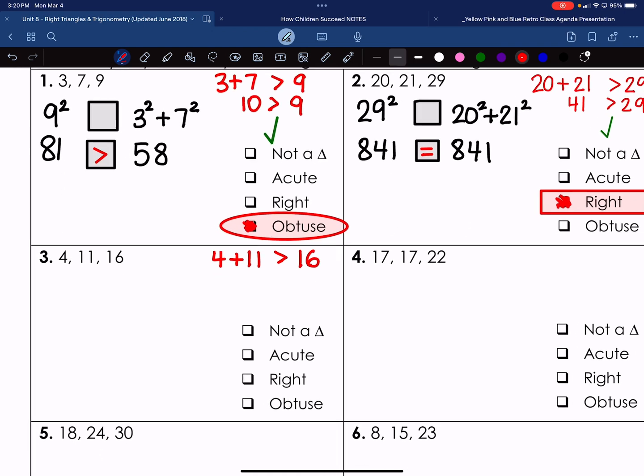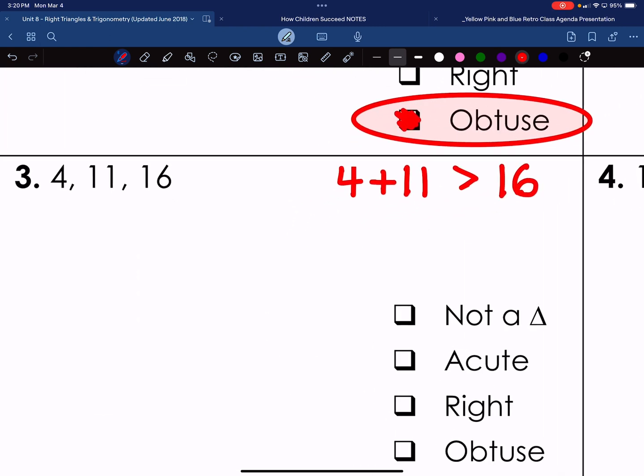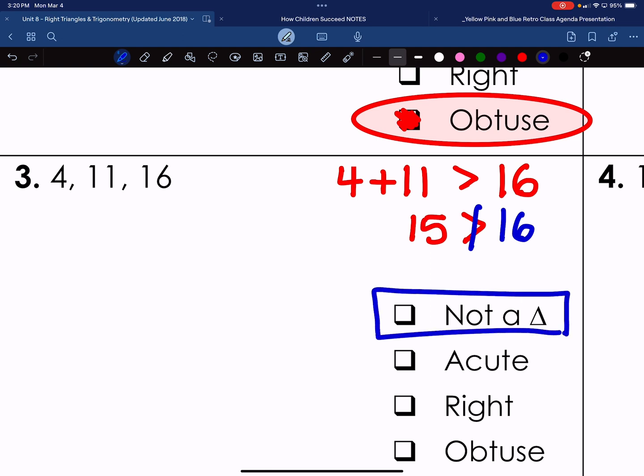Okay, so Ethan said it's not a triangle because when you add them up, you got 4 plus 11, that's 15. And 15 is not bigger than 16. So if you run into that, you just stop where you are because it's not a triangle. There's nothing else you can do, because the converse only works if it's a triangle. Any questions so far?